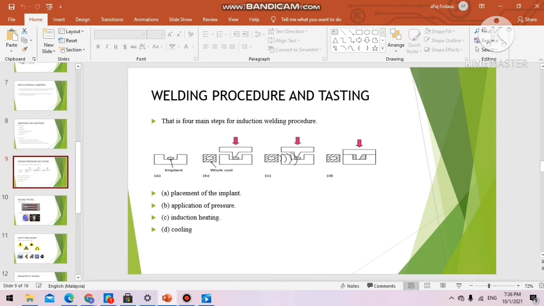And step number 4 is part cooling and removal. The power is turned off after a preset period and the pieces are allowed to cool for a preset time under pressure. Then remove the welded assembly and repeat the loop.